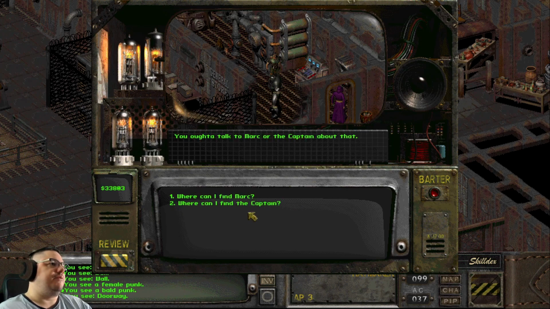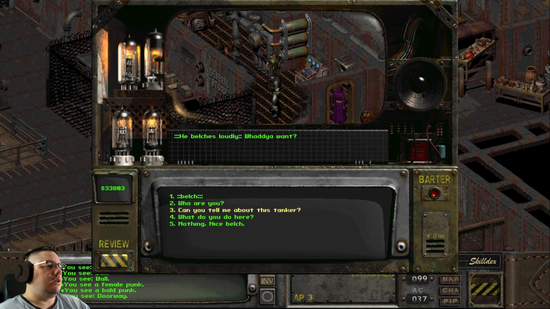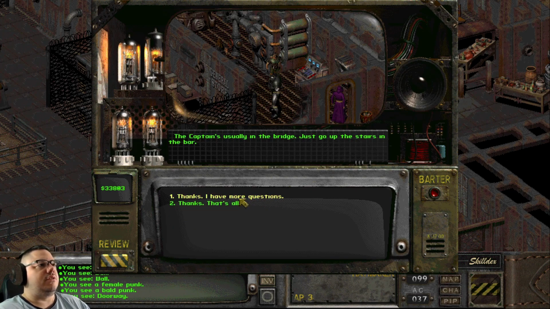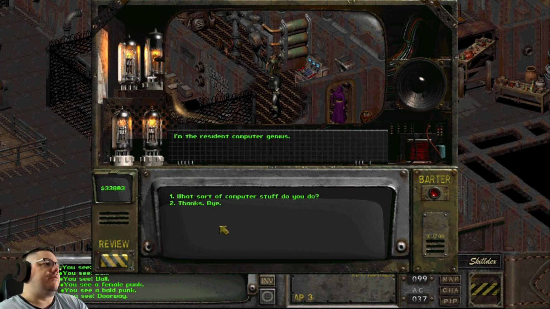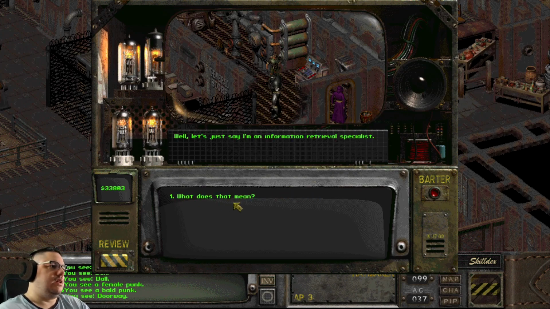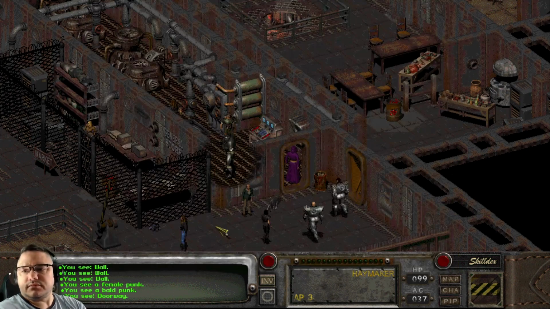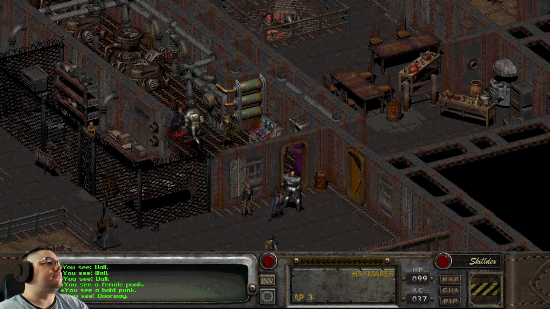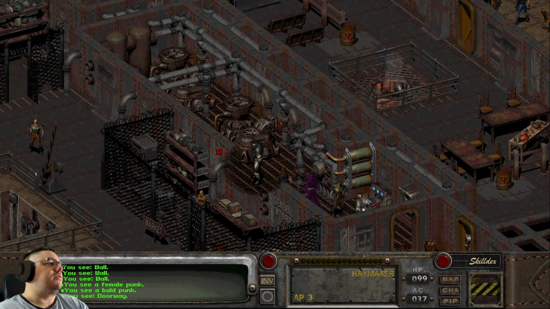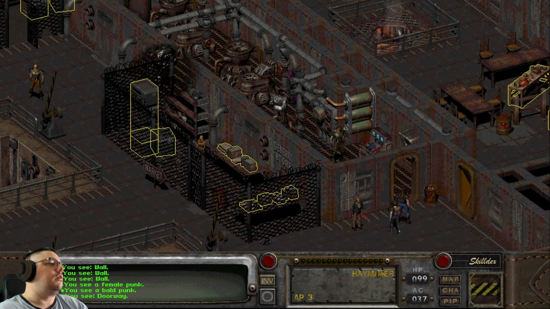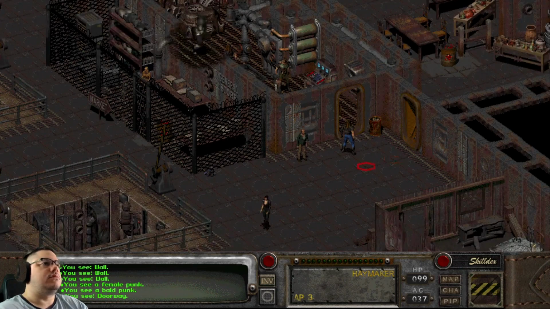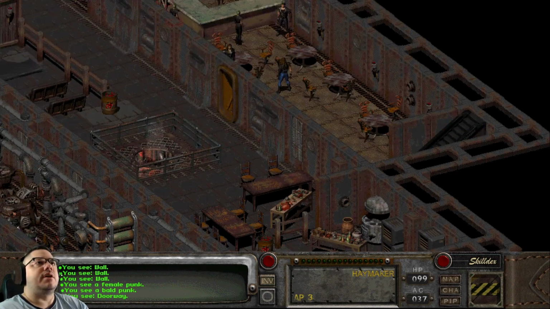Can you tell me about this tanker? You ought to talk to Mark or the captain about that. Where can I find Mark? He's usually down at the bar. Where can I find the captain? He's usually on the bridge. Just go up the stairs in the bar. And what do you do here? I'm the resident computer genius. Okay, that's it. Well, there's a downstairs ladder. We'll go that way shortly.